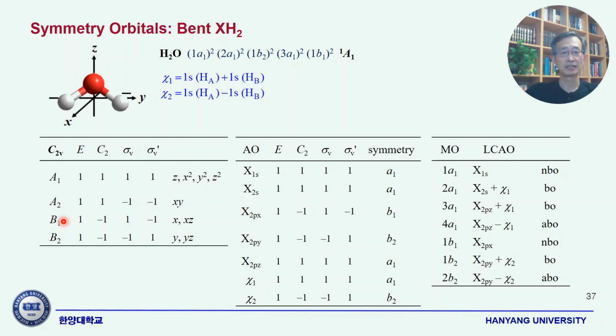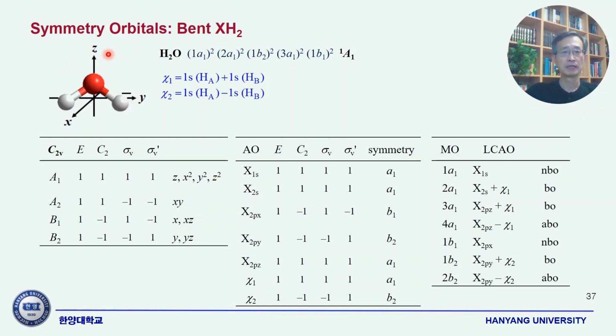B1, I'm sorry, not here. X is here, B1. So that's B1. Actually, what you do is that if you operate on this 2px orbital, the E operation leaves it unchanged, so symmetric. C2 rotation takes x to minus x, so antisymmetric. Sigma v is the xz plane, so it doesn't change. So 1.